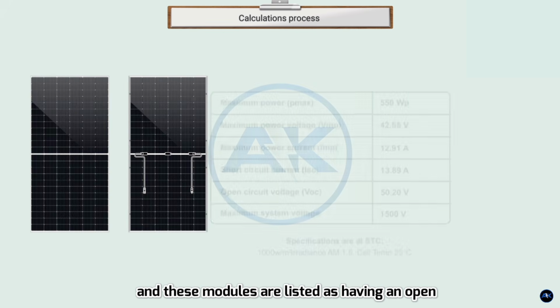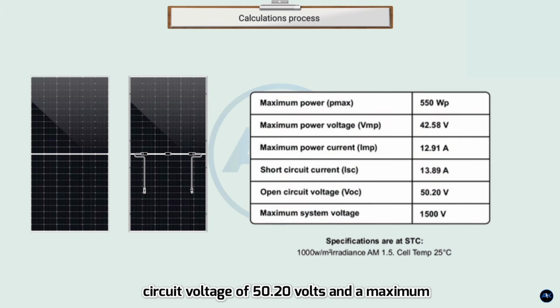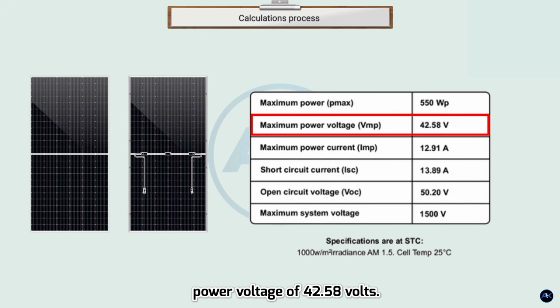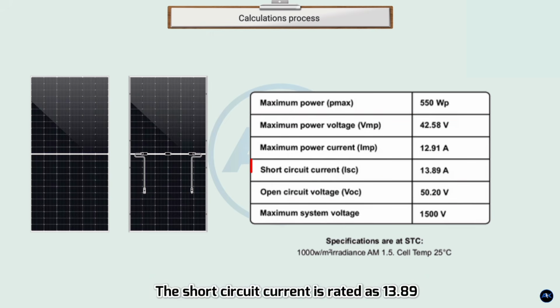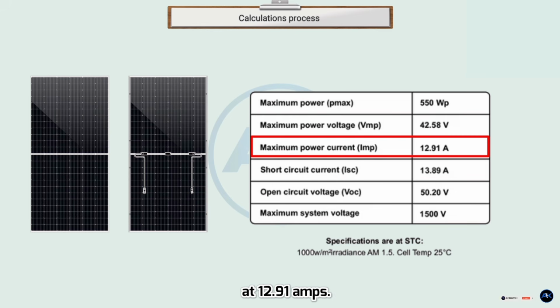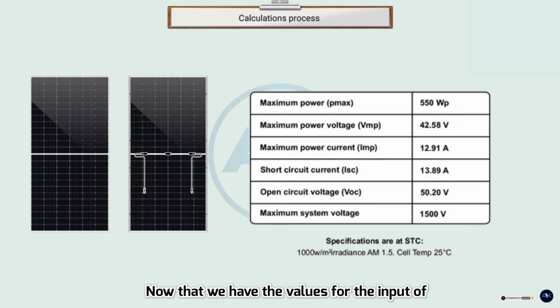And these modules are listed as having an open circuit voltage of 50.20 volts and a maximum power voltage of 42.58 volts. The short circuit current is rated as 13.89 amps and the maximum power current is rated at 12.91 amps. Now that we have the values for the input of the inverter and the output of the photovoltaic panels, we can determine if the system will work together.